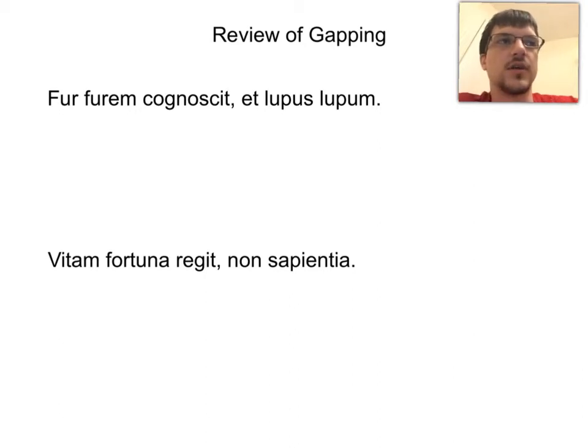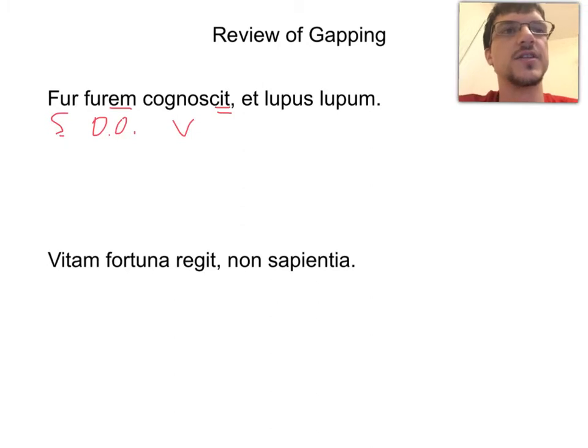We can say, okay, we have fur is a nominative, so let's label it as our subject. Furem is our accusative with the em ending, so we're going to use that as a direct object. And cognoscit with our t ending, all right, we're going to deem as a verb. So we have a full clause here, SVDO. We can end a sentence here, except when we see et, it keeps it going.